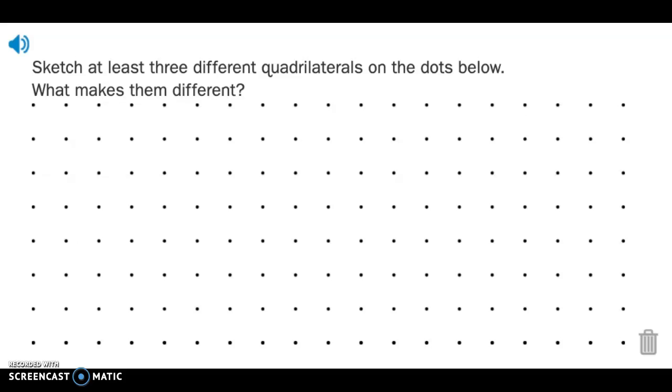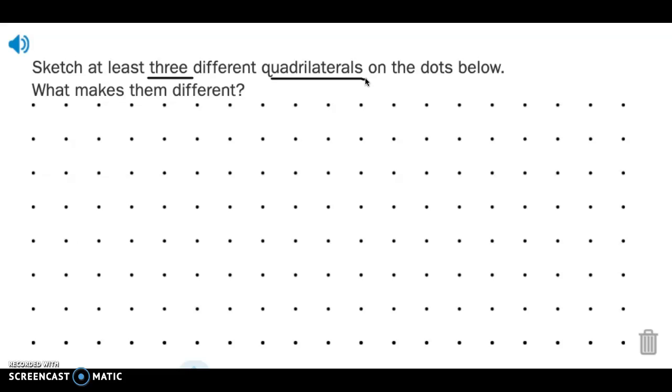All right, for this math message, you should have out a separate sheet of paper. It says sketch at least 3 different quadrilaterals on the dots below. What makes them different? And you know what? You don't have dots at home, and that's okay. But you want 3 quadrilaterals, all different ones.